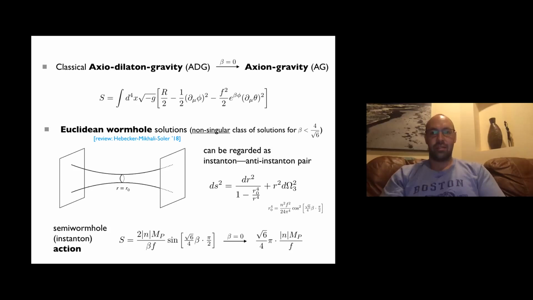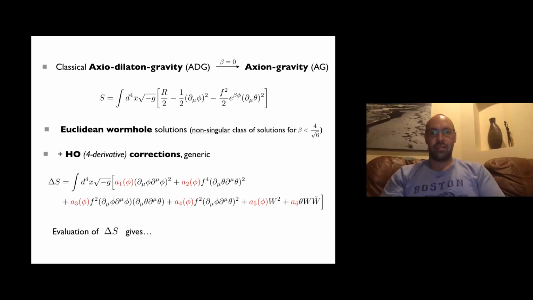And when you go and compute the action, and now we're interested in the instanton action, so in the semi-wormhole action, the action takes this form, and so you can see when you send beta to 0, you obtain the action value for the axion gravity system, and this value of the action is what formally sets the order 1 coefficient in the weak gravity conjecture statement.